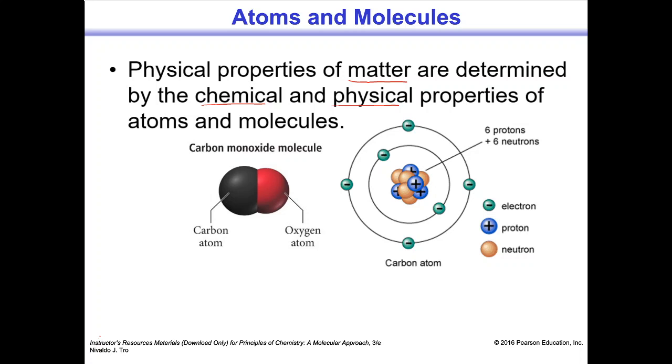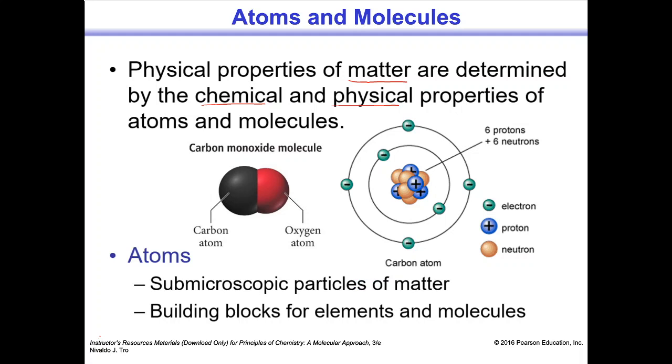But if we're talking about just an atom, we would just have the carbon atom. So if we had something like graphite, for instance, the properties of graphite will be based on the properties of the carbon atom. The things that make up something are what determine its chemical and physical properties.